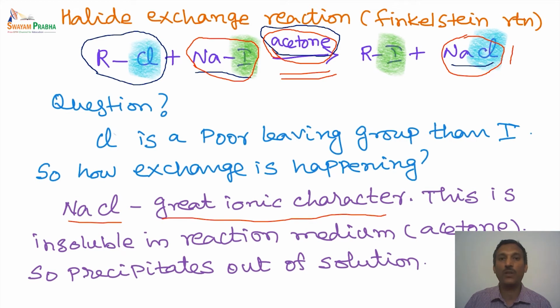One important thing is that the acetone we use here should be completely dry. In other words, it should not contain any water molecules. This is very important, because if it contains a little bit of water, and acetone and water are miscible, then the sodium chloride will not precipitate out of the mixture, but will remain in solution. That will not allow this reaction to move forward.